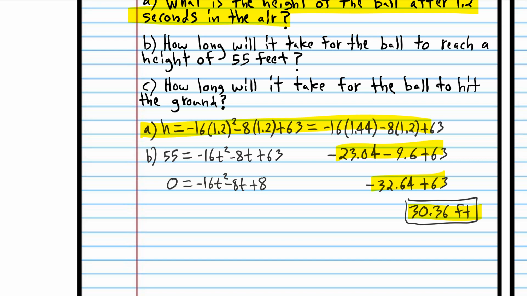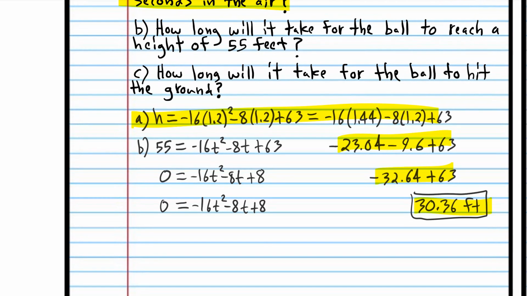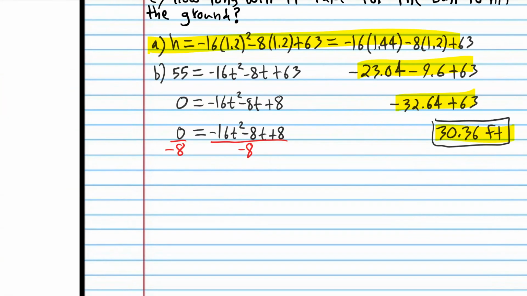So now we can divide both sides. We want to simplify this equation. You always want to simplify a quadratic if you can. I want to get rid of the negative and I want to simplify, because 8 goes into all those numbers. So I'm going to divide by -8. You have to divide both sides by -8, even though it doesn't change the left side. It's still going to be 0. 0 divided by -8 is 0. -16t squared divided by -8 is positive 2t squared. -8t divided by -8 is positive t. And 8 divided by -8 is -1.